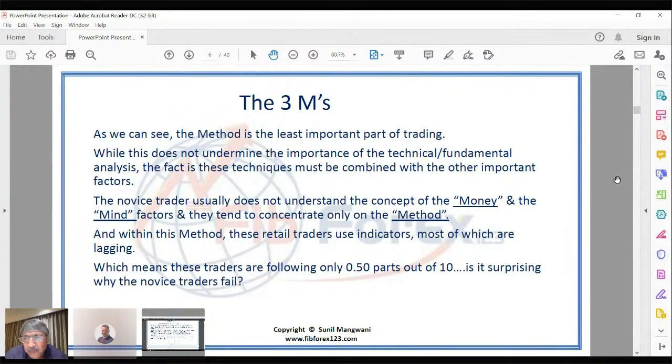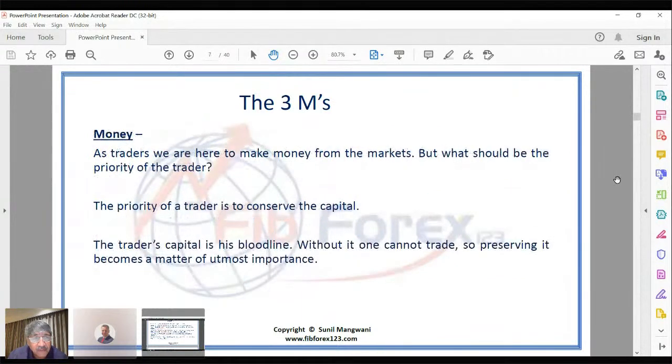So my point has always been that you don't fail because you're not good at trading. You fail because you're not following the correct process. Once you understand the process and follow the correct process, the chances of success are definitely there, and it will put you in the top 10 to 15% of the traders. So let's start with the three M's.